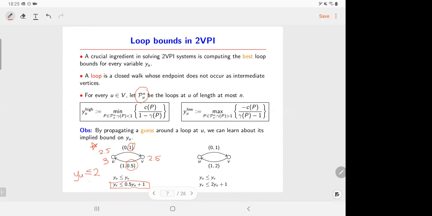On the other hand, if you guess something that is lower, say, for example, 1, then by propagating to V, you get 1.5, and you get something that is higher than your initial guess. So this operation will play a crucial role in the algorithm, because we will be propagating guesses in the graph to determine YU high and YU low.